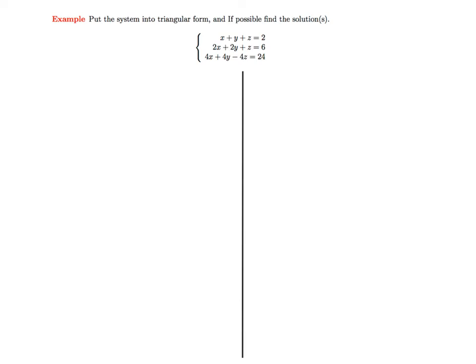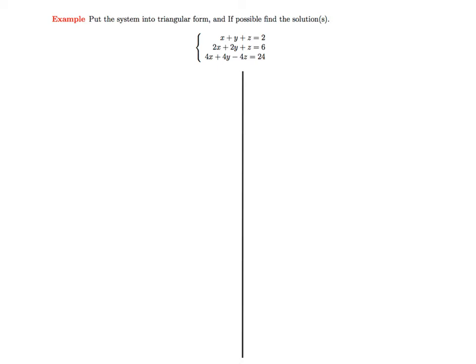For this example, we have a system of three linear equations that we want to put into triangular form, and then once it's in triangular form, we can identify solutions if there are any. When a system is in triangular form, the first equation should have an x term, a leading term that has a coefficient of 1, which this satisfies. So the first equation is fine. Now we can use this first equation to eliminate the x terms in equations 2 and 3, which shouldn't have any x terms in them.